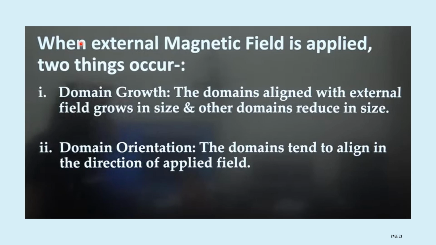When an external magnetic field is applied, two things occur. First one is domain growth, second one is domain orientation. Domain growth means the domain aligned with the external field grows in size and other domains reduce in size. Domain orientation means the domains tend to align in the direction of the applied field. Let us see in the next slide.